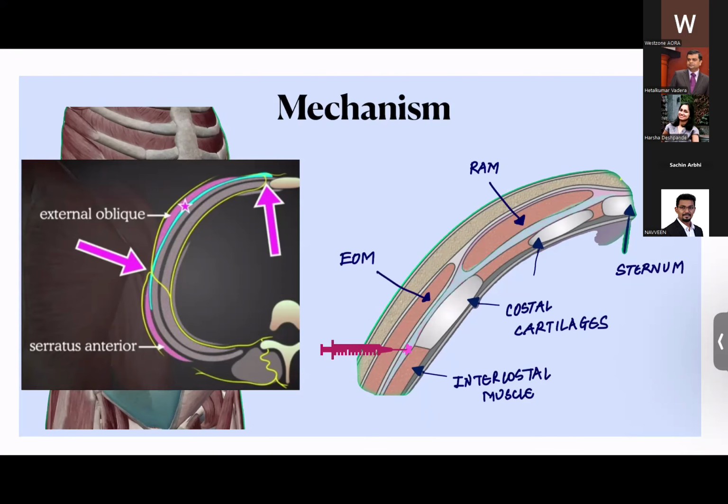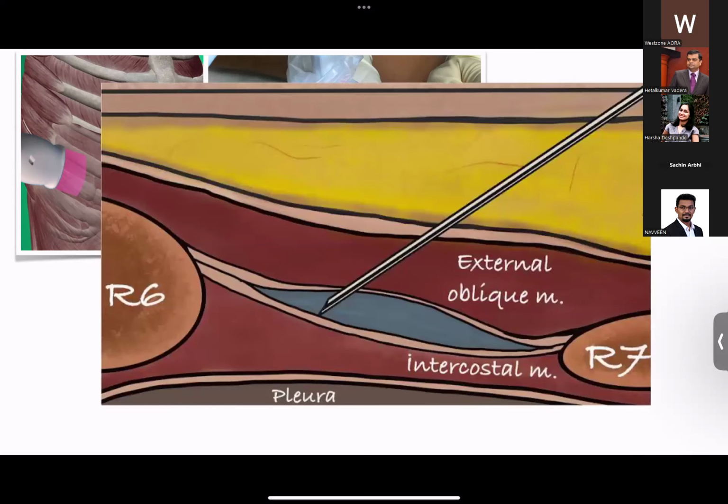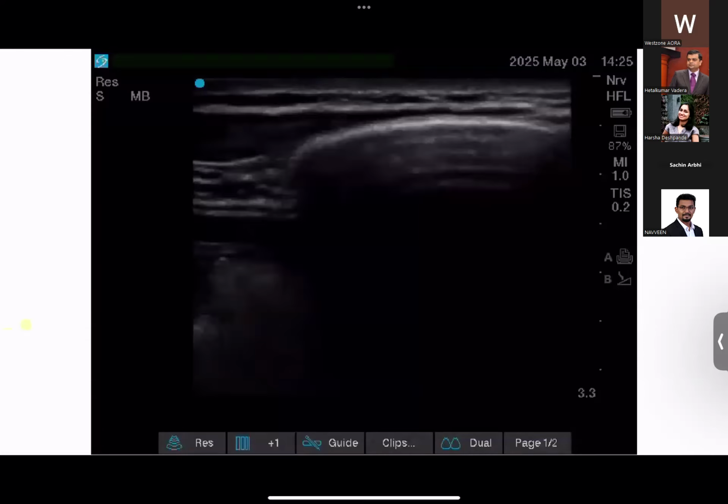Here also we can see the point of entry is between the costal cartilage and the external oblique muscle. The probe position would be parasagittal oblique, and the needle entry would be in plane from cranial to caudal direction. This is an image to show our point of interest between the intercostal muscles and the external oblique muscle.